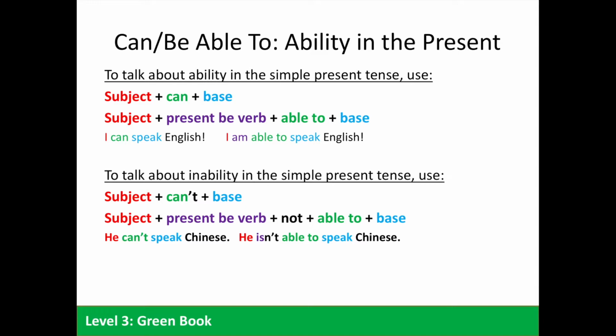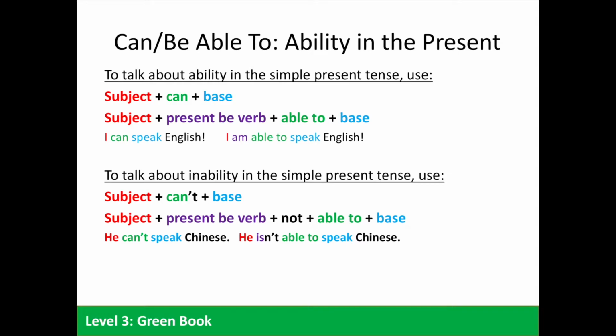Also, we can use can and be able to talk about inability in the simple present tense. To use can, we have to make it negative. The structure is as follows. Start with the subject, then can't, followed by the base verb.